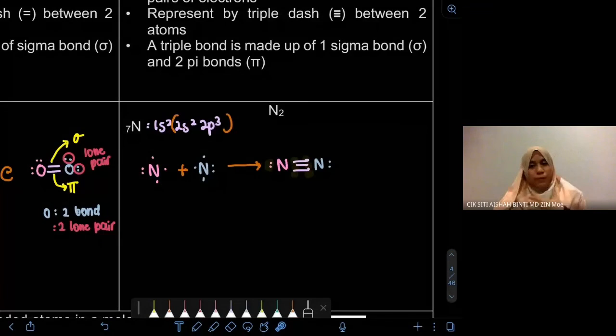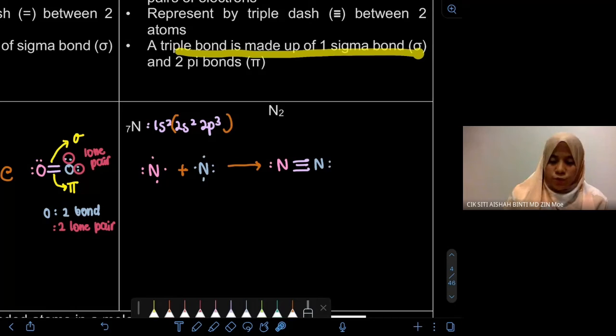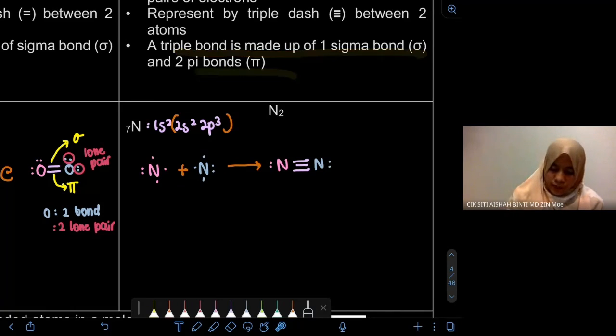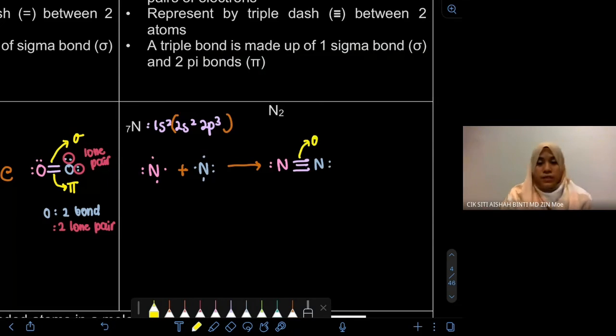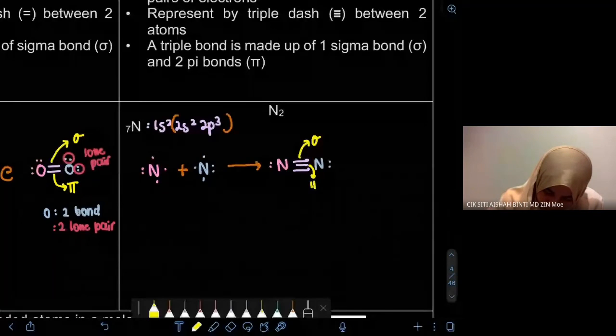So this one has to share 3 pairs of electrons to achieve octet. Okay. So here it mentions a triple bond is made up of 1 sigma bond and 2 pi bonds. So meaning here is actually our first single covalent bond, it must be a sigma bond. The second becomes a pi bond. This one also becomes a pi bond.